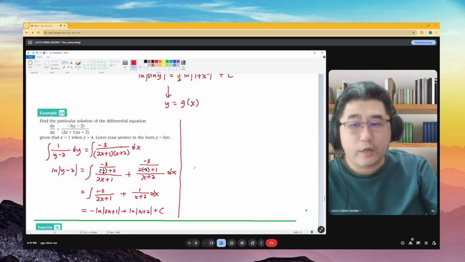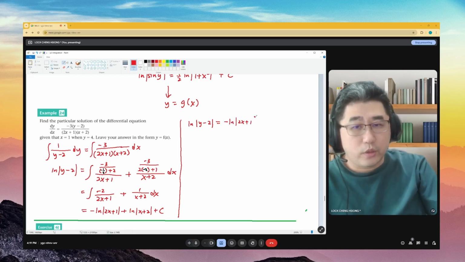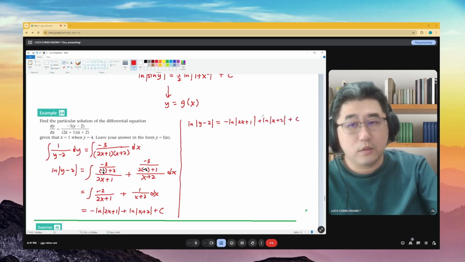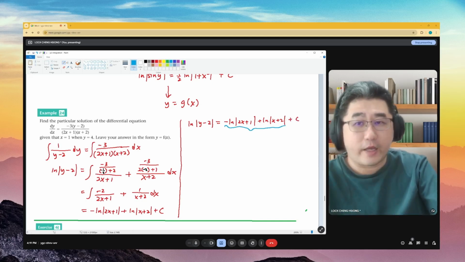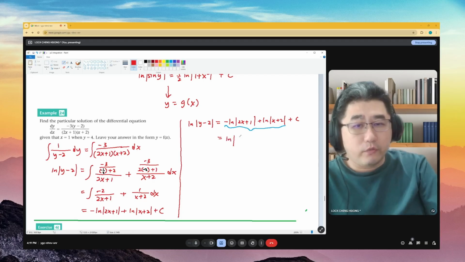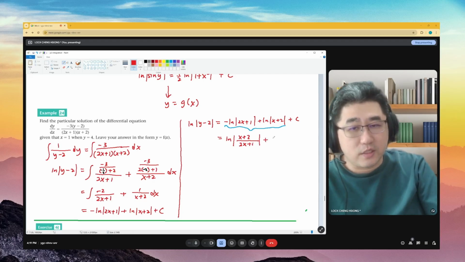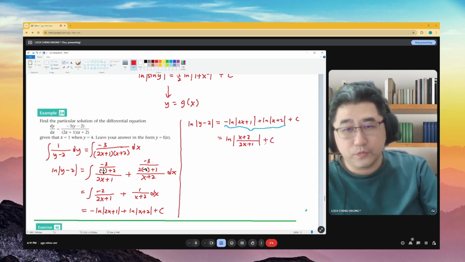So over here up to this line, I have ln of y minus 2 equals negative ln of 2x plus 1, plus ln of x plus 2 plus c. These two, there is a minus in between, so I can actually combine them together. So it becomes ln of (x plus 2) over (2x plus 1) plus c by using log rules.